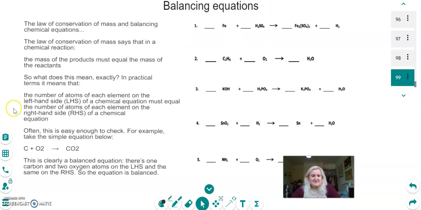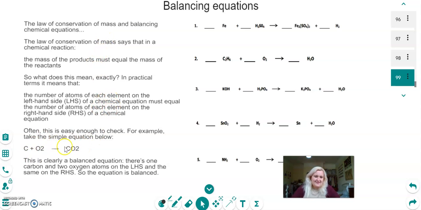On the left-hand side, LHS, before the arrow, and the right-hand side, RHS, after the arrow, the number of atoms on each side must match. That's the number of each individual type of element here. This can be really easy and quick to check.